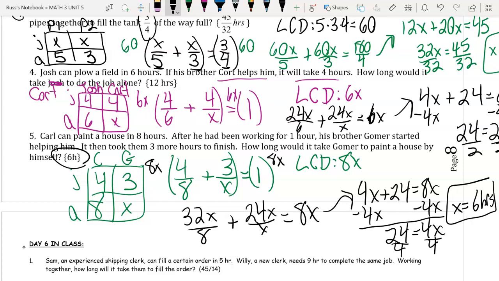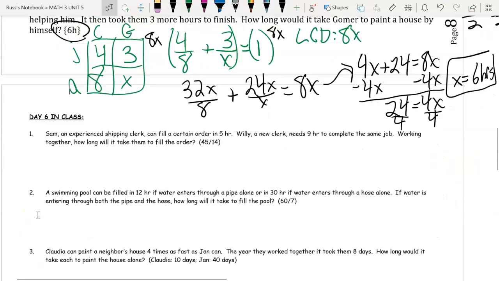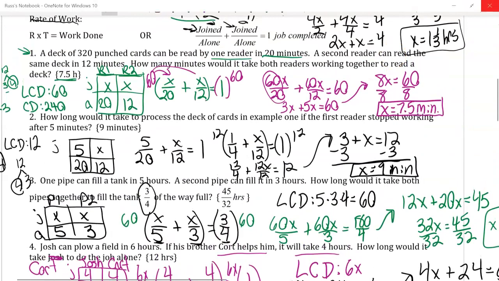Okay? So those are your notes. I don't want to keep you any longer. You should have those copied down when you come in on the next day, and then we'll go over those problems. Okay? And we'll practice some more the next day. All right? Okay. Have a good day.